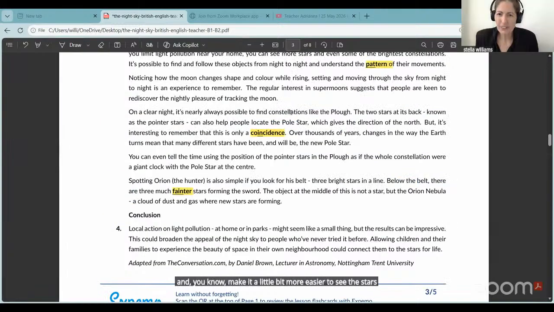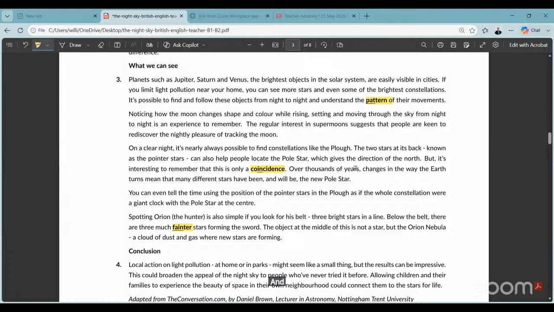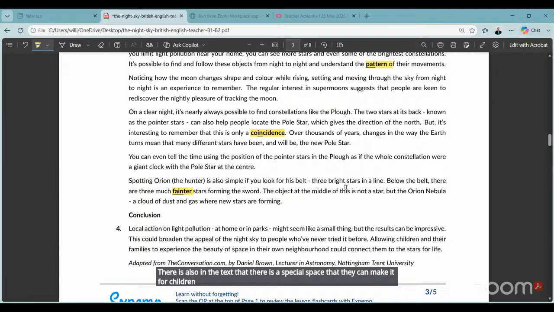Mary? Okay, I think we can make the place dark, and then in the dark we can observe the moon in the sky. Exactly. There is also in the text a special space that they can make for children, for observers, where there is no light, and that's why they can observe it better. They can see it and wonder from it.